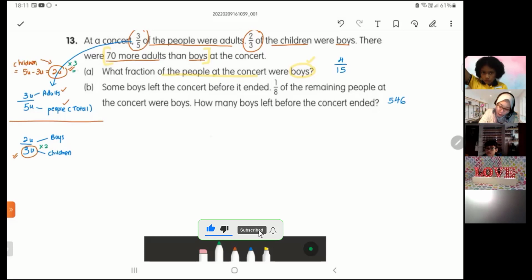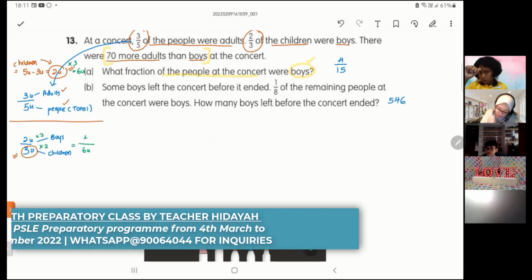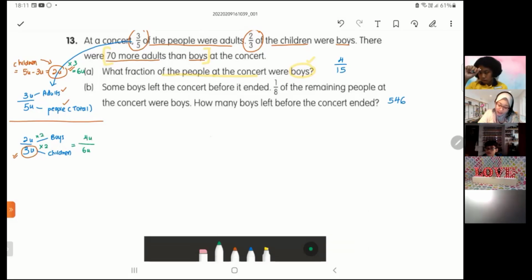So now my children become 6 units. Over here also, my children will become 6 units. Over here also must times 2, 4 units, right? So if I times 2 here, the rest of them also times 2. Here times 2, here times 2. What about here? I times 3 for my children. So actually this one must also times 3, times 3. Okay, equals to my adults now become 9 units over people is 15 units.